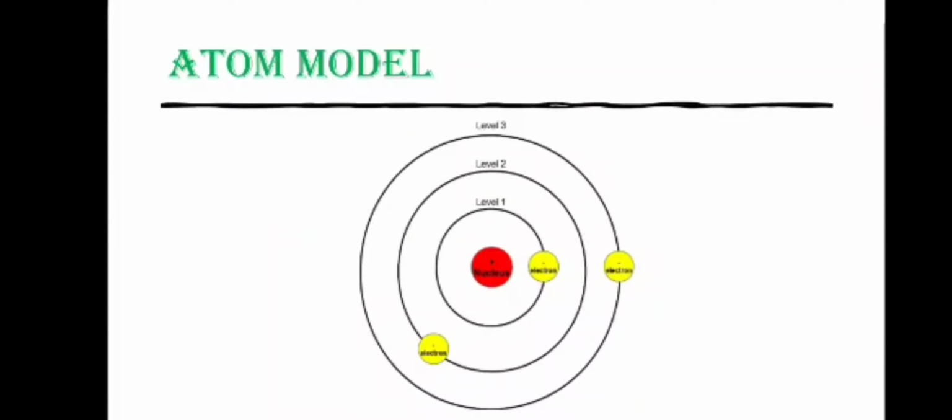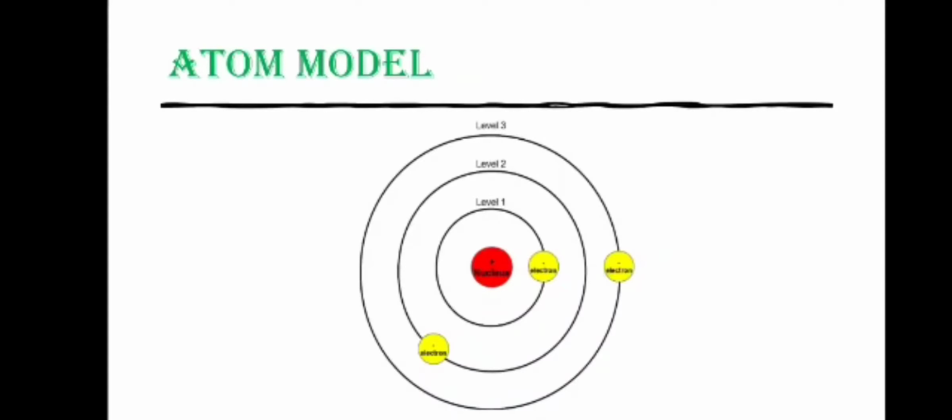This is an atom model. You can see here the nucleus is there, electrons are there and pathways are also there. The nucleus contains protons and neutrons. Inside the nucleus we can see protons and neutrons. Proton has a positive charge, neutron has no charge. And electrons are revolving around the nucleus in a particular pathway.